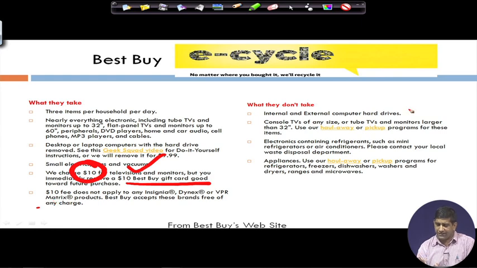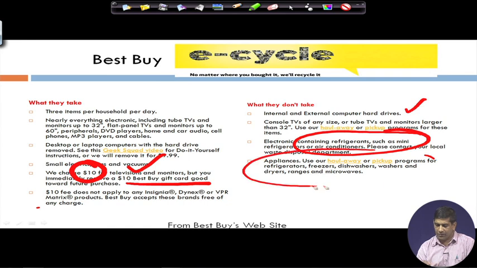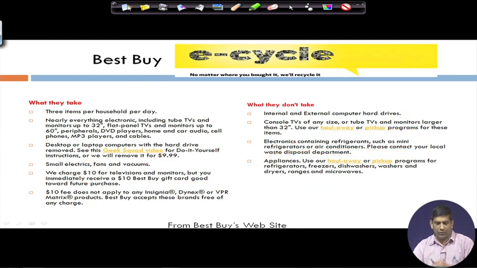What they don't take is computer hard drives, internal and external, console TVs, and electronics containing refrigerants, because there are lots of hazardous chemicals there. Appliances they don't take. You can use haul-away or pickup programs for these. These things can be done during the designated e-waste collection event I showed you. I think in the collection chapter on municipal solid waste, I showed some pictures of a Best Buy parking lot, if you remember that.